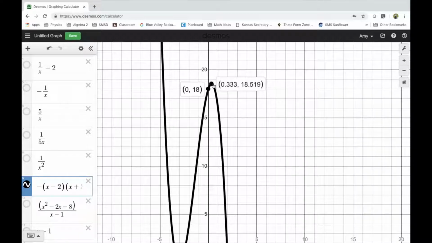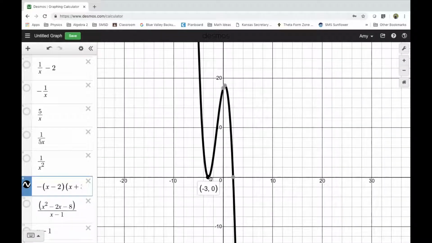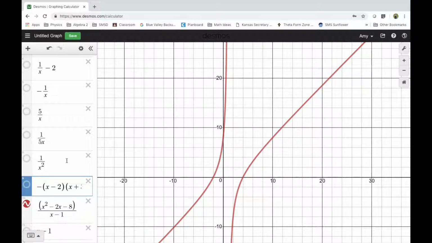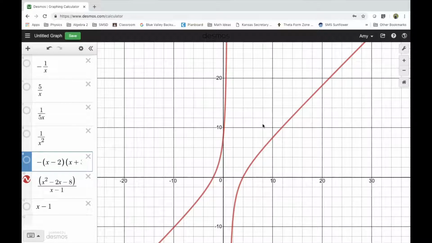Now its max is higher than that. The relative max was 18.519. We didn't really get there. We were just trying to estimate the graph. That's fine. Down here it has x-intercepts at -3 and another one at 2. So that's the graph we basically drew. The end behavior was going from positive infinity all the way down to negative infinity. And then lastly, this graph looks like this, and it looks kind of funky. I'm going to tell you, and we'll talk about it in just a second, that it has an asymptote at the line x minus 1.